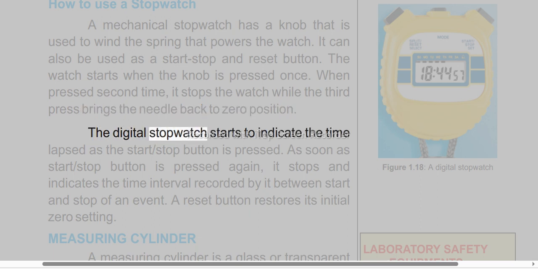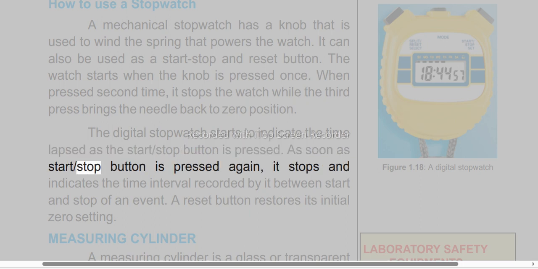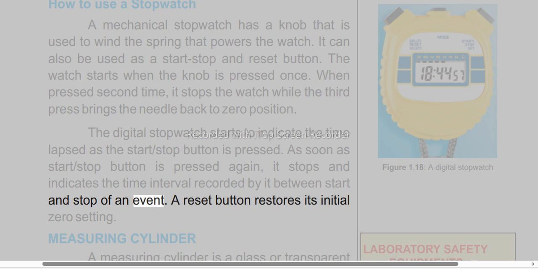The digital stopwatch starts to indicate the time lapsed as the start-stop button is pressed. As soon as start-stop button is pressed again, it stops and indicates the time interval recorded by it between start and stop of an event. A reset button restores its initial zero setting.